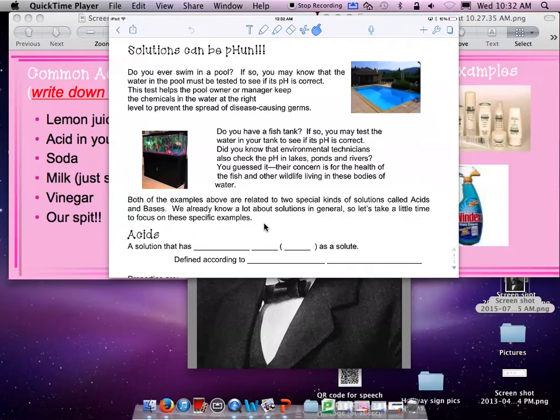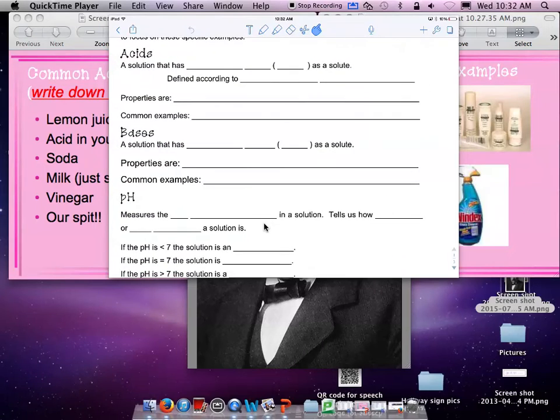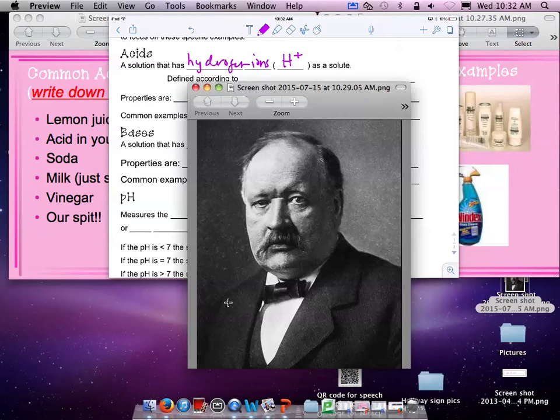To start, let's talk a little bit about the chemistry definition of acids and bases. The definition of an acid is a solution that has hydrogen ions. And remember, ions are just something with a charge, so we're going to call those H pluses. So hydrogen ions as the solute. This is a specific definition named after a man named Svante Arrhenius. Here's a picture of him, so you get a visual.